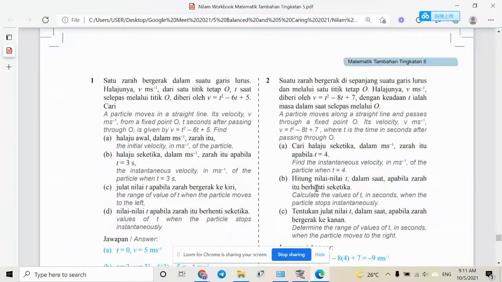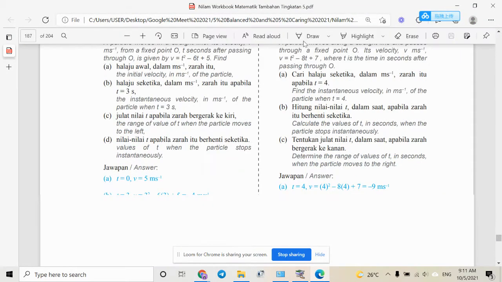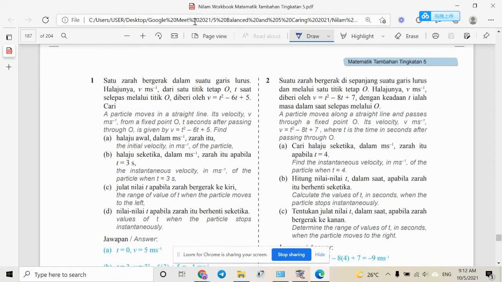Good morning. Please look at your workbook, page 1 at 7. I will discuss the question here. So look at question 1. A particle moves at, so this one, they give you the formula.